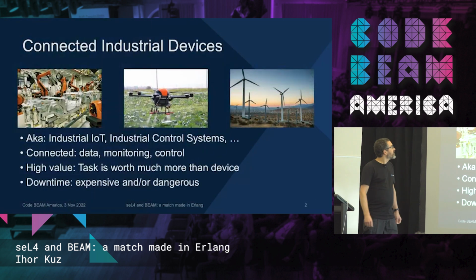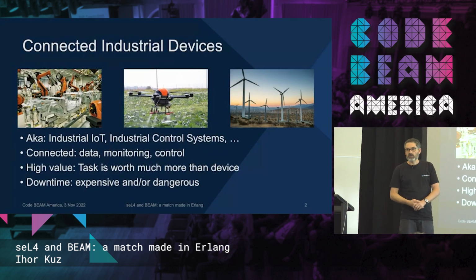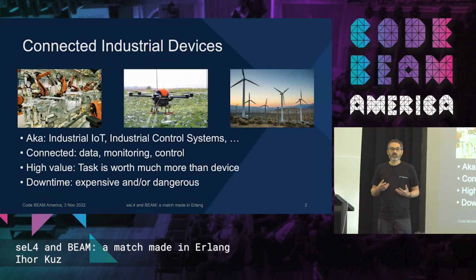Now it works. So as I said, our goal is to develop an OS platform for connected industrial devices. These are also called industrial IoT, industrial control systems, OT, and so on. And what it means is basically devices that control industrial systems. So things like factories, agricultural systems, energy generation and distribution systems, and so on. So we're talking about the smart devices that control these machines that run these systems.